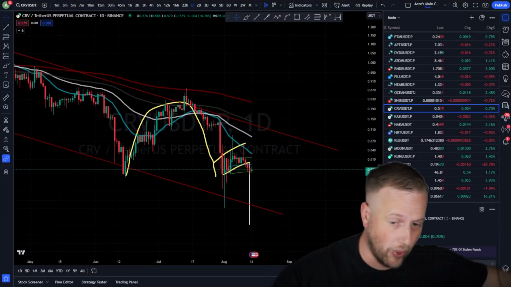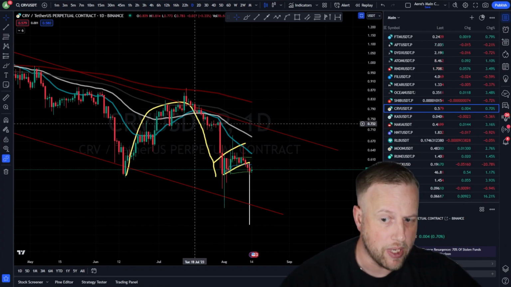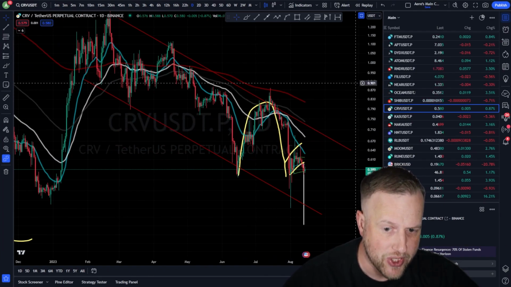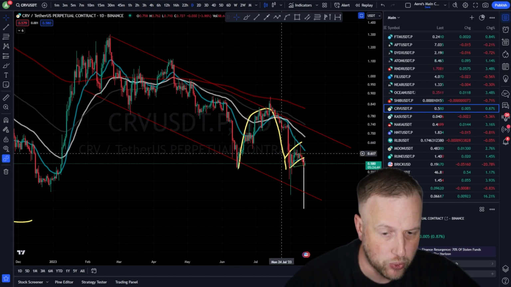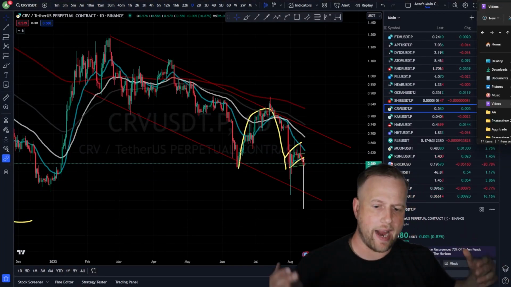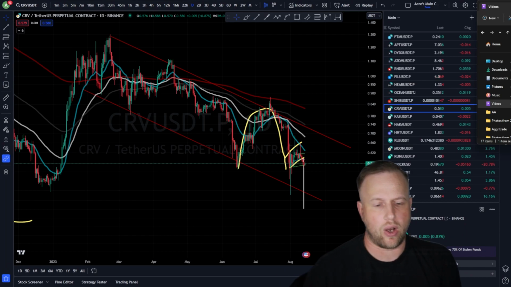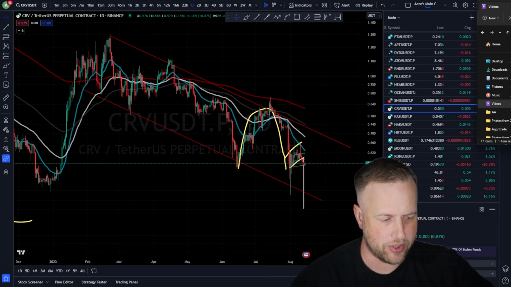And all of these coins, I didn't just start talking about them with this most recent turn, with this most recent pattern. So how do I find these coins? How do I find, I don't know how many cryptos there are right now.